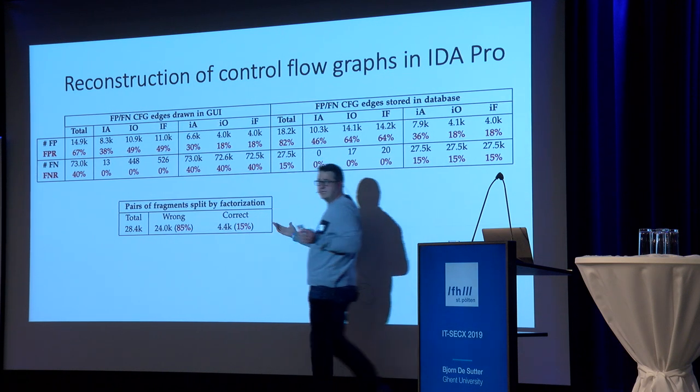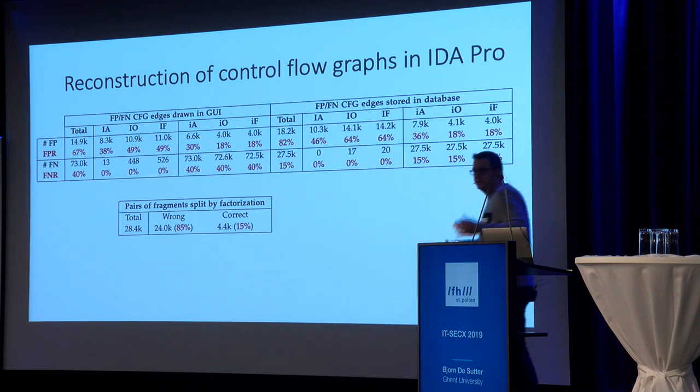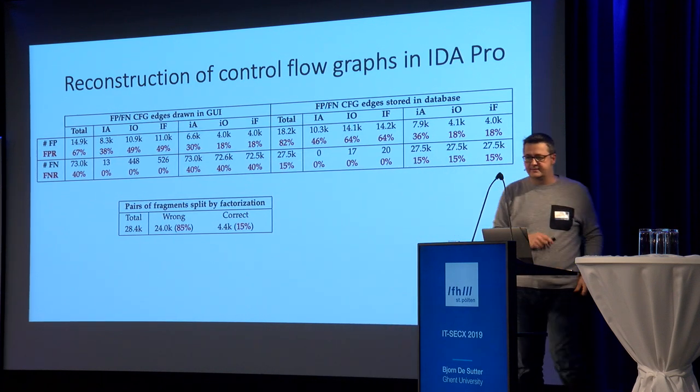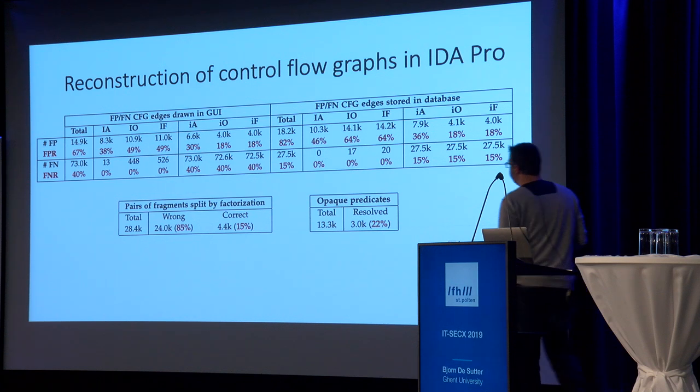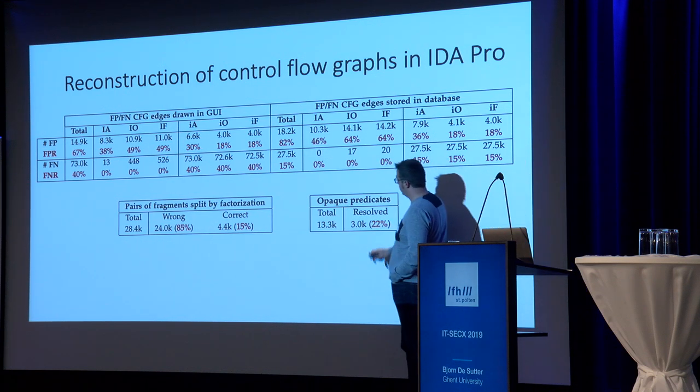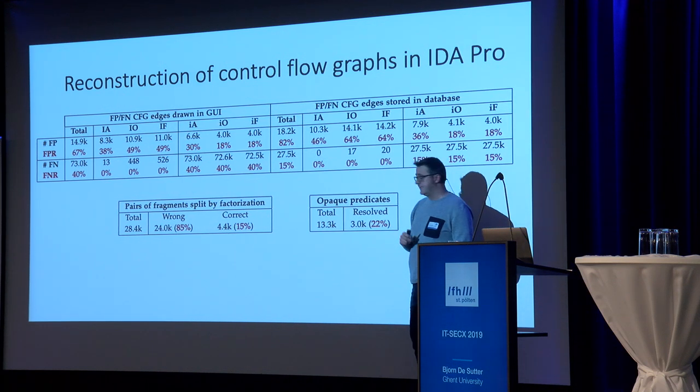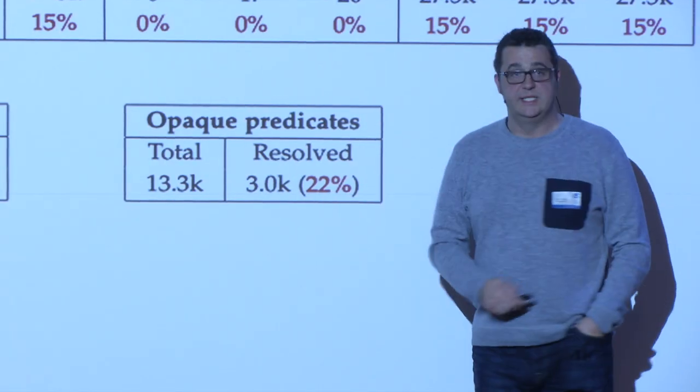The others are done correctly, which is just statistically how you get a number like that. Also, if you look at how many opaque predicates could be resolved with some of the heuristics that we implemented, this was pretty low.